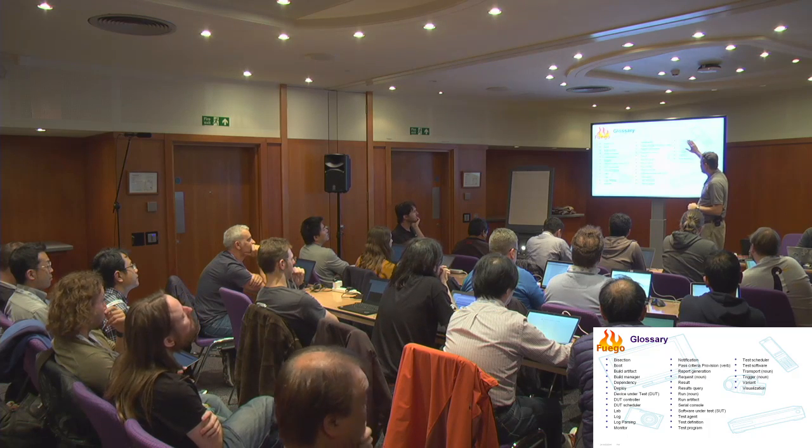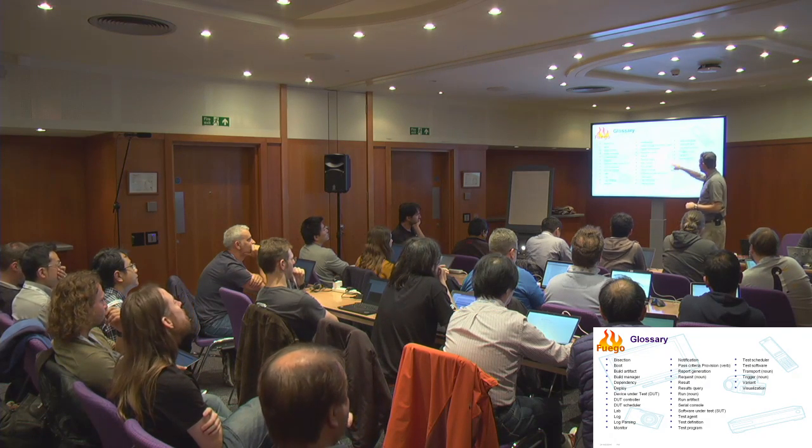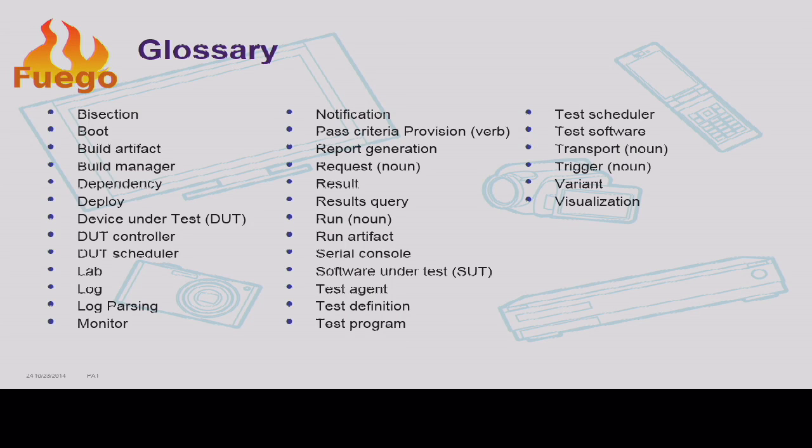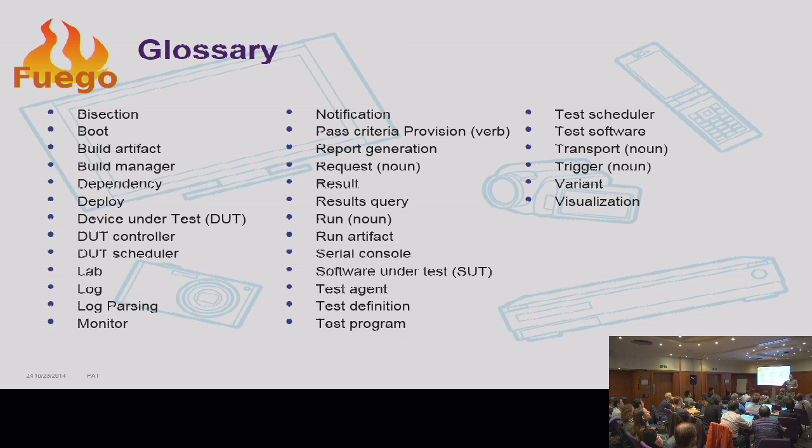I'm going to skip test software because I think it'll be too confusing, the difference between test software and test program. The transport, I tried to borrow a networking term. This is how you get materials between the test framework and the device under test. A lot of times that's SSH, but it could be other things. You can shove stuff through the serial console. You can JTAG it. But there's some way that you transfer materials.